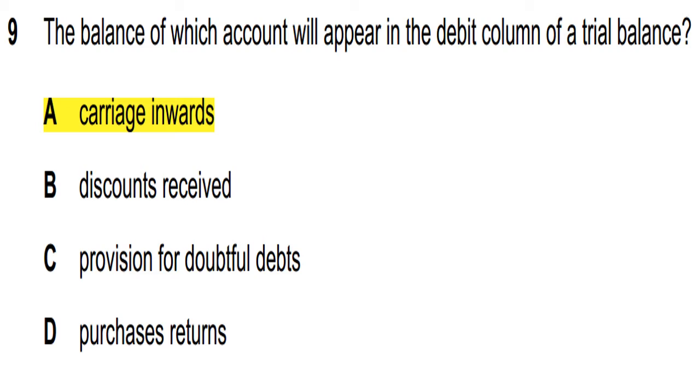This is always credit, and provision for doubtful debts is always on the credit side of the trial balance because this is an anti-asset. Asset is debit and this will be credit. Purchase returns: purchases are debit and purchases returns are credit, so option A will be correct.